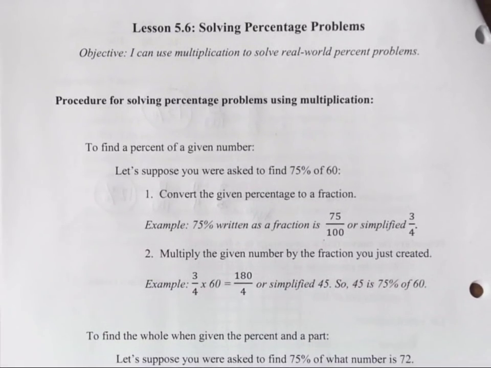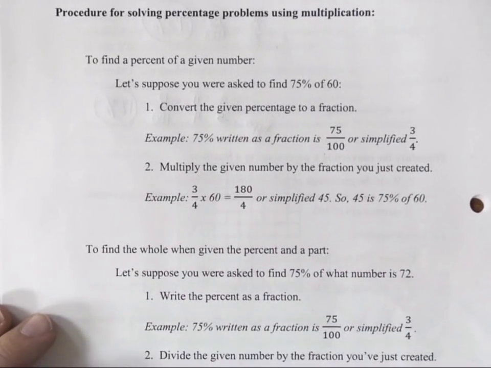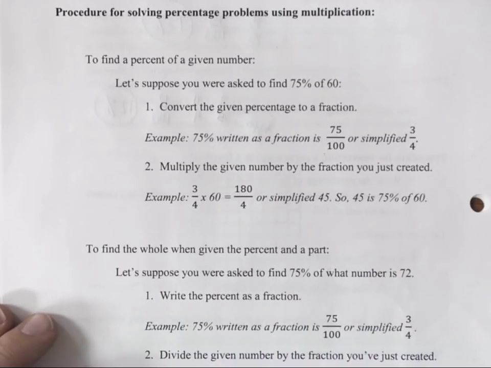Procedures for solving percentage problems using multiplication. First, to find a percent of a given number, let's suppose you were asked to find 75% of 60. So first, convert the given percentage to a fraction. So we have a percentage of 75%. We need to convert that to a fraction. We know that we can take that percent sign off. Percents are always out of 100, so we put 75 over 100. Or we can simplify that fraction so it's much smaller and easier to work with, so it is 3/4.